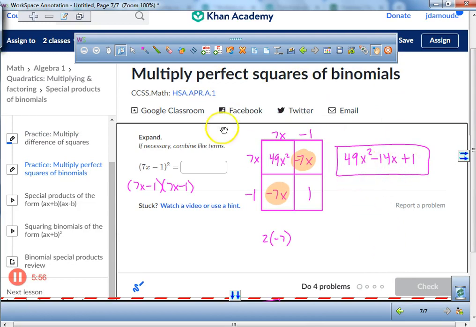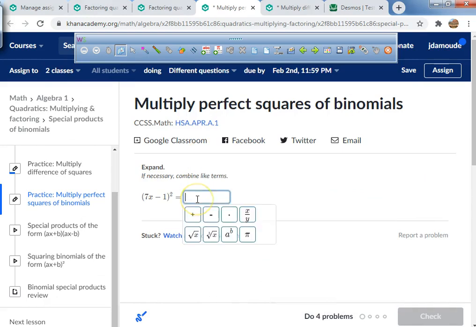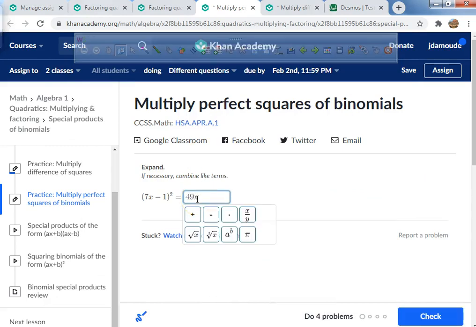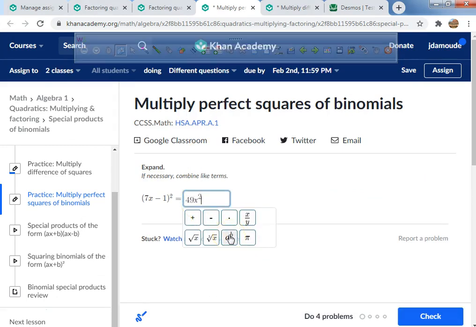All right, but this is going to be our answer. So we got 49x squared minus 14x and then plus a 1.